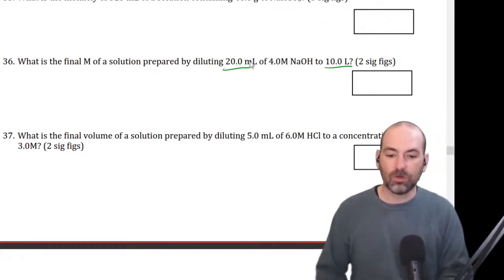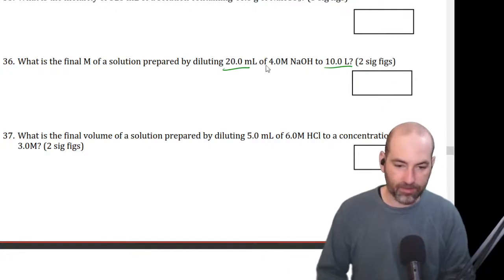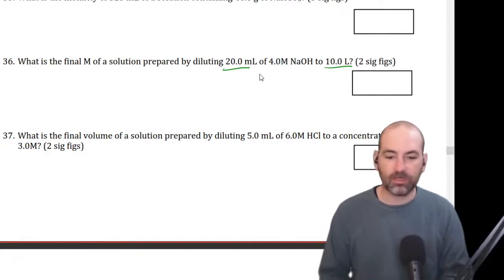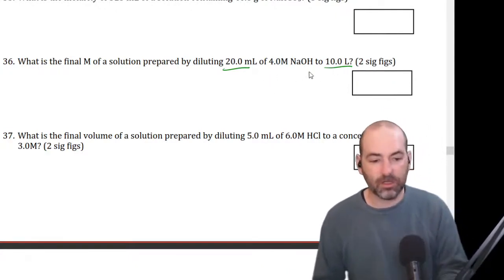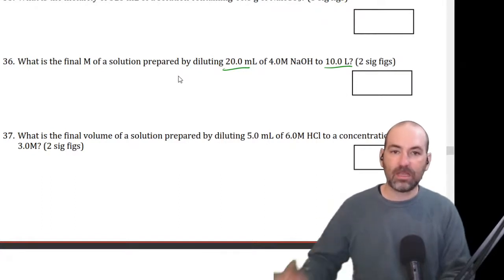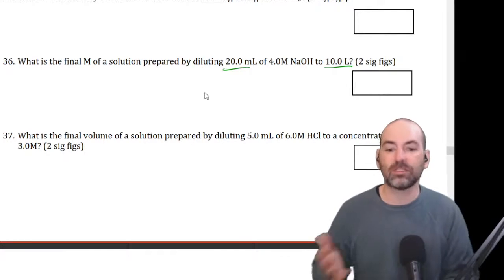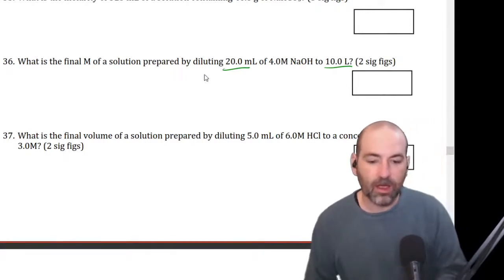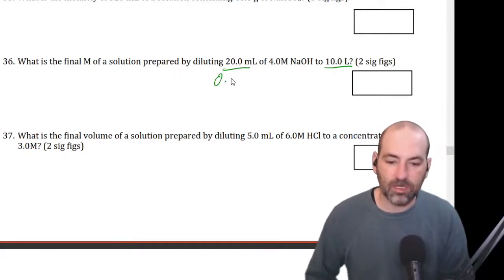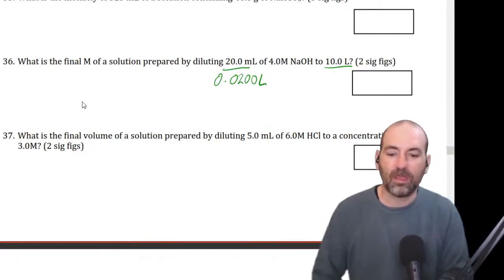So we need to convert one of them. It doesn't matter which one. We can convert milliliters to liters, or we can convert liters to milliliters, but the beginning volume and the ending volume have to be the same unit, as does the beginning concentration and the ending concentration. So let's convert 20 milliliters to liters. So that would be 0.0200 liters. And now we can plug that in.